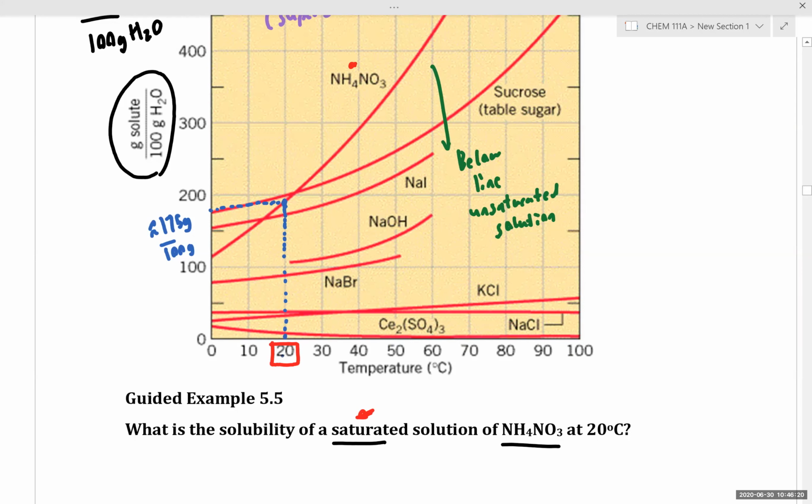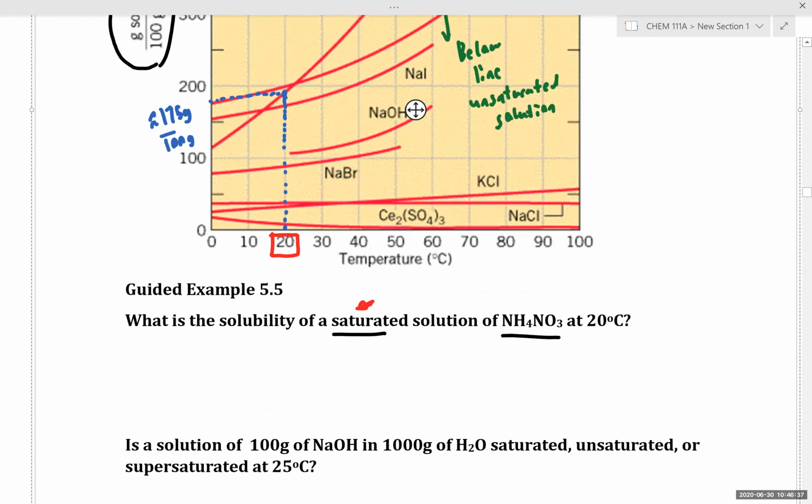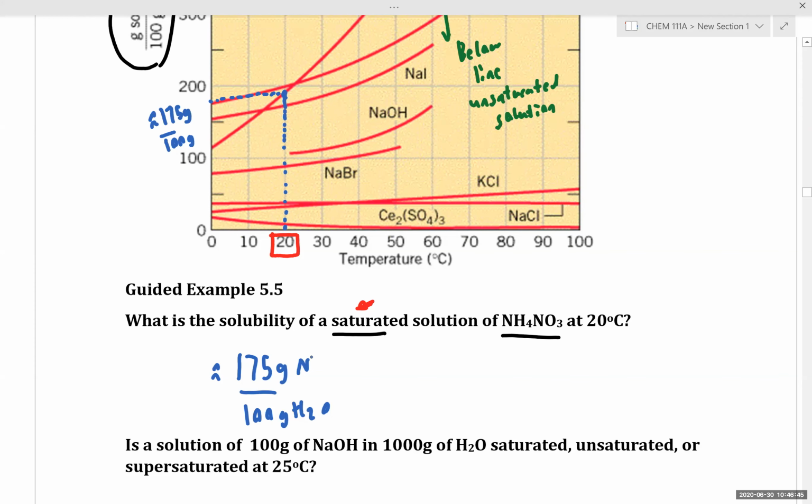So we read from our temperature going straight to our solubility curve line, and then we trace across and extrapolate to our solubility on our y-axis. That in turn gives us a solubility of approximately 175 grams per 100 grams of water. And this, to be specific, is grams of ammonium nitrate. Does this make sense to everyone so far?